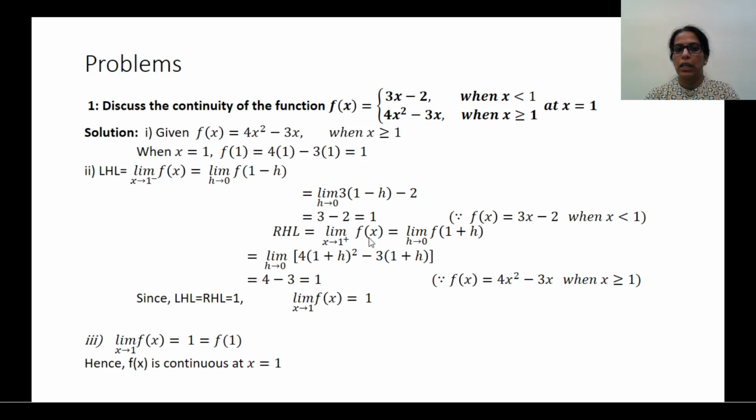Observe here, the left hand limit value is 1 and the right hand limit value is 1. Therefore, both exist and they are equal. Therefore, the second condition is satisfied.